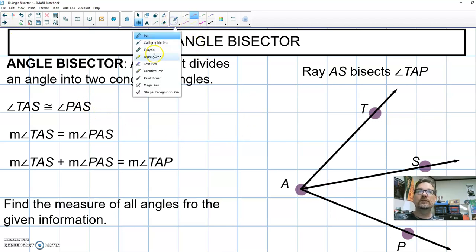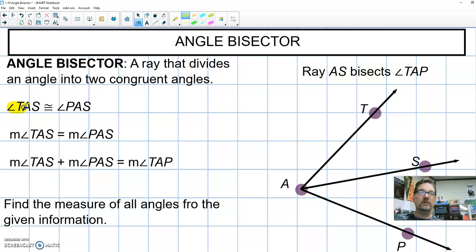So what we know is we know angle TAS, this angle on top, is equal to angle PAS, right here, the angle on bottom. So congruent, I'm sorry, they said they were congruent. Congruent means they are equal. And then what we know is angle addition postulate still holds. The yellow piece plus the blue angle, angle TAS plus angle PAS equals the measure of angle TAP.